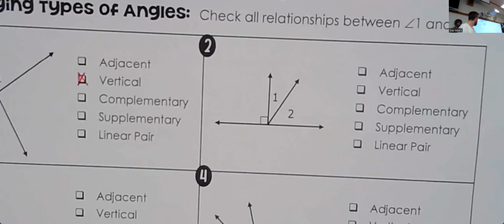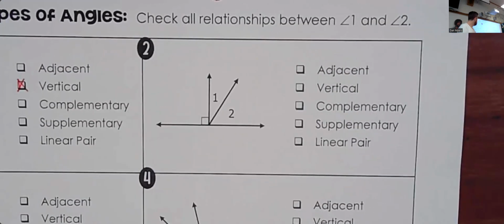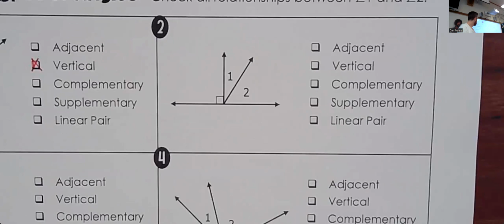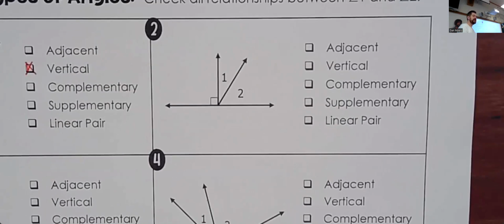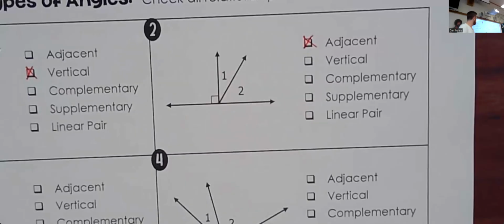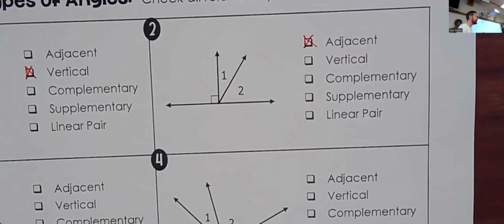How about diagram 2? Give me a thumbs up or thumbs down for adjacents. What do you think? See some thumbs up? Yep. Those are right next to each other. Good. If they are right next to each other, they cannot be vertical because they're not across from one another. Angles cannot be both vertical and adjacent to one another. It's going to be one or the other, or neither, but it cannot be both.